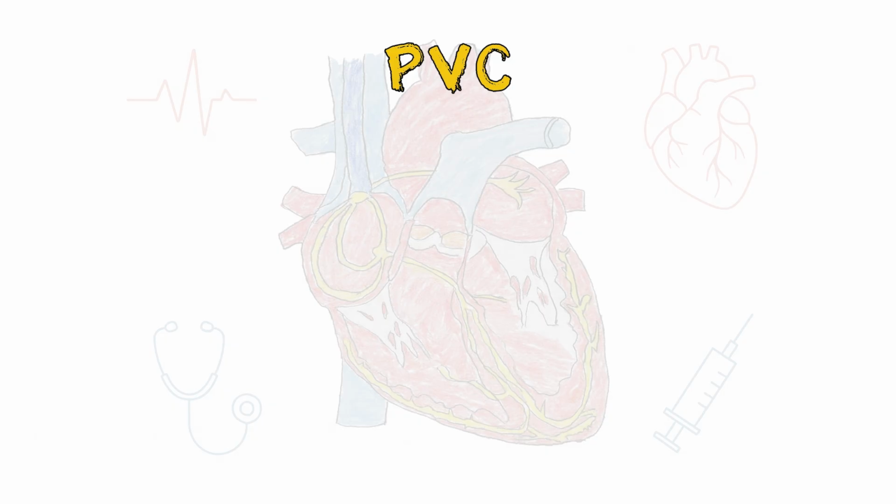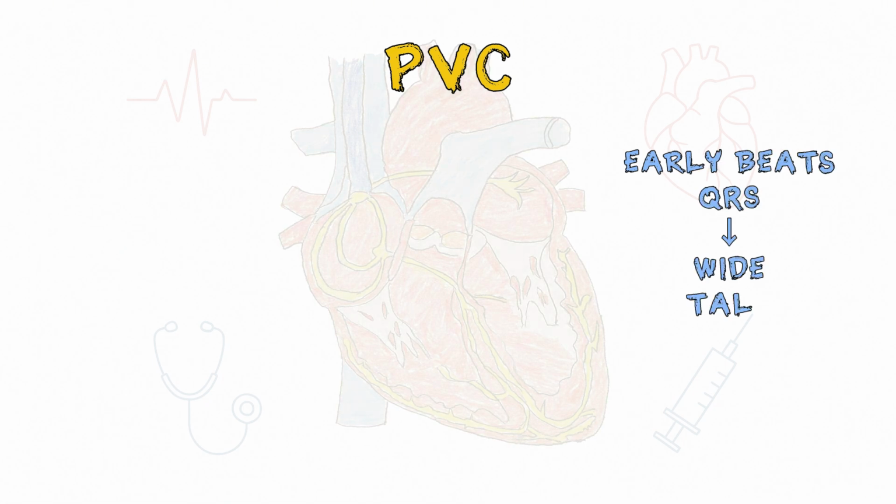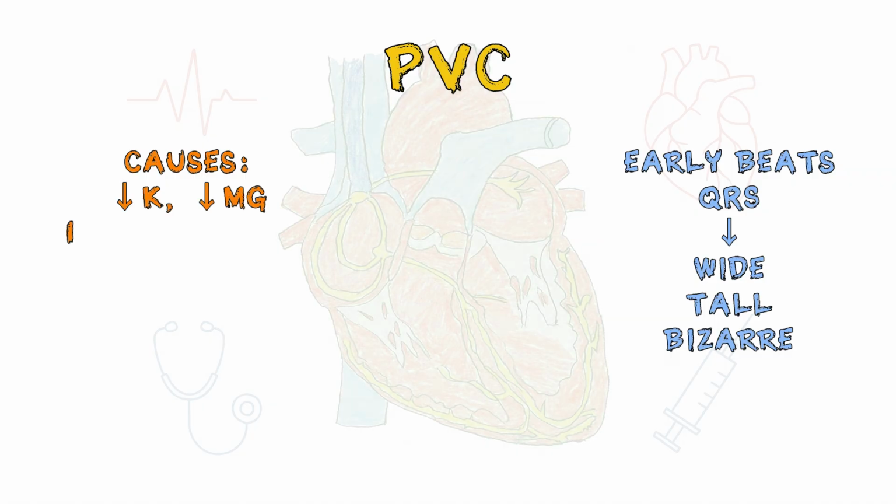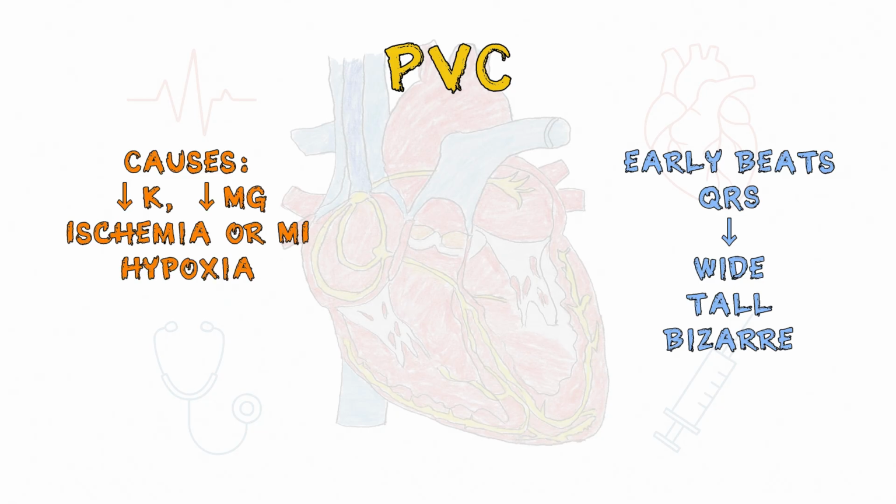PVC, premature ventricular contraction. PVCs are early beats coming from a ventricular focus. They produce wide, tall or bizarre QRS complexes because they bypass the normal His-Purkinje conduction system. Common causes of PVCs are low potassium, low magnesium, ischemia or myocardial infarction, hypoxia, stimulants like caffeine, drugs, and digoxin toxicity.